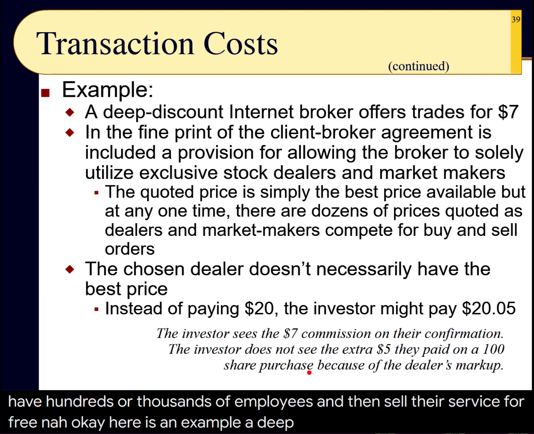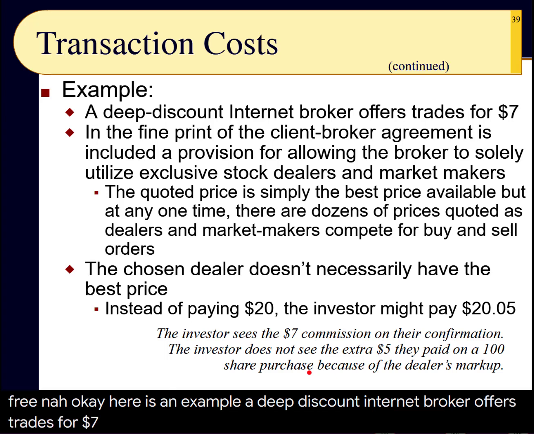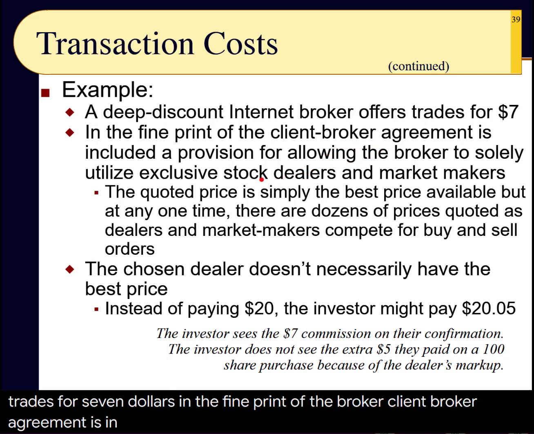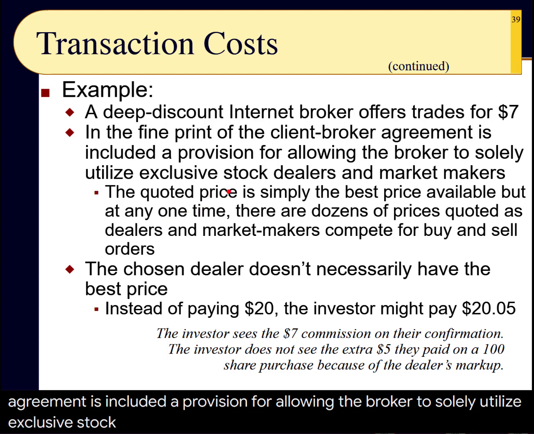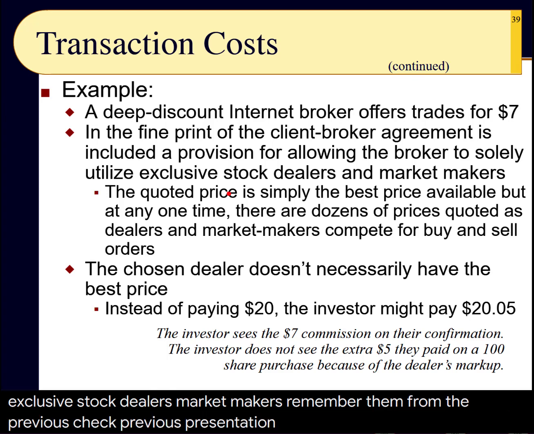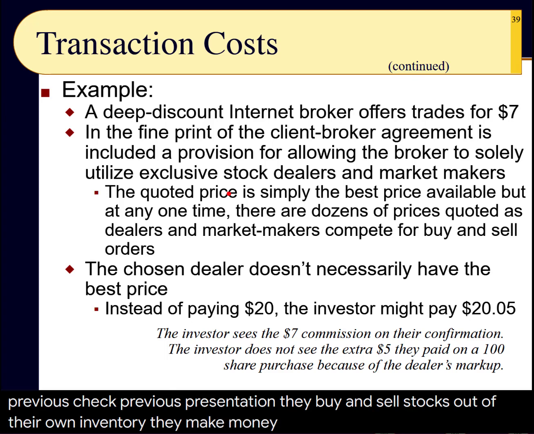A deep discount internet broker offers trades for $7. In the fine print of the client-broker agreement is included a provision for allowing the broker to solely utilize exclusive stock dealers, market makers. Remember them from the previous presentation? They buy and sell stocks out of their own inventory. They make money off the spread, whereas a broker charges a commission.